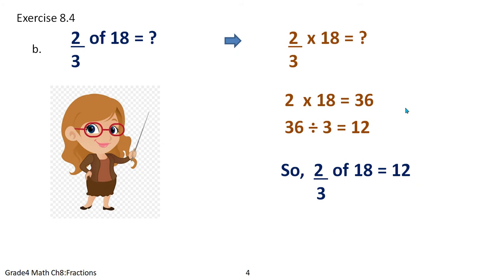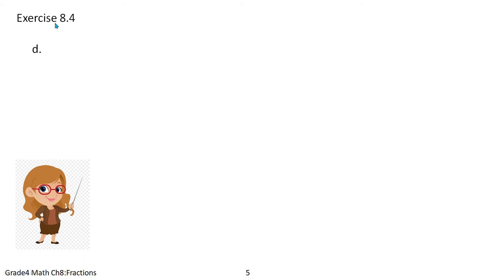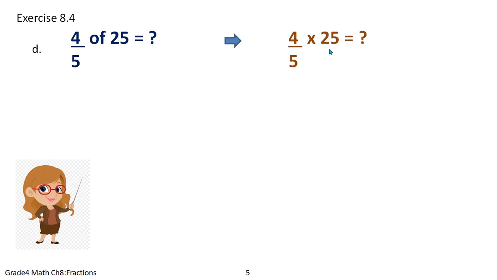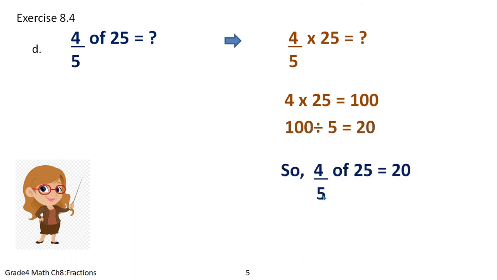Okay, now moving on to the next question, that is D part. A, B and D I have solved from the exercise 8.4, and the D part is 4/5 of 25. 4/5 multiplied by 25. Fine. Now the numerator is 4 multiplied by 25, which will give me 100, and the denominator, so 100 divided by 5 will be 20. So my answer here will be 4/5 of 25 will be 20.